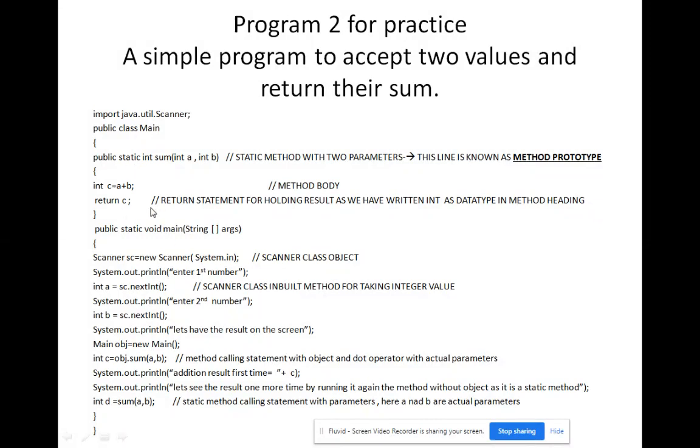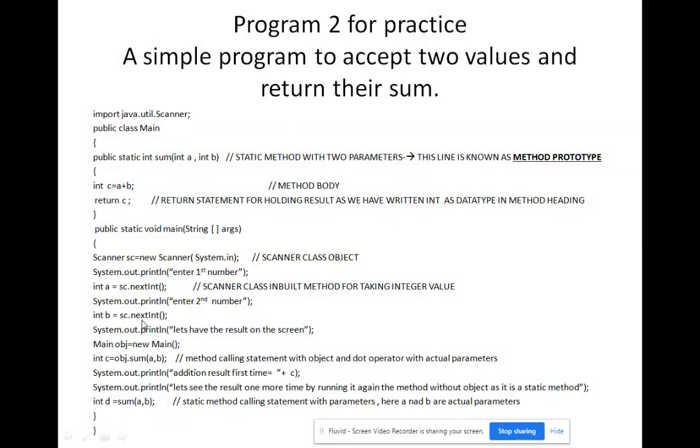Now look carefully at this main method, from where the execution will start. Scanner se = new Scanner(System.in). This is the line you need to create a Scanner class object, because if we do not make the Scanner class object, we cannot use the Scanner class methods. Scanner class methods are used to take values from the user during runtime.